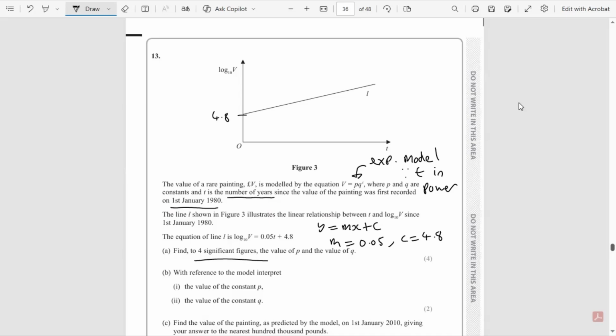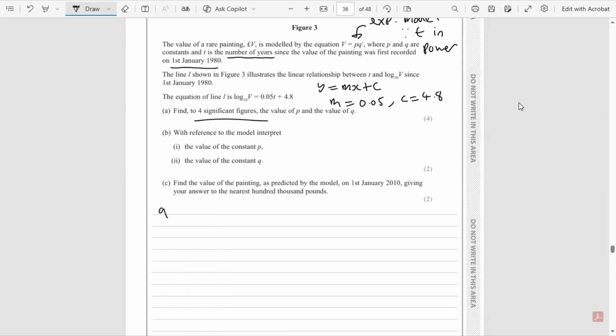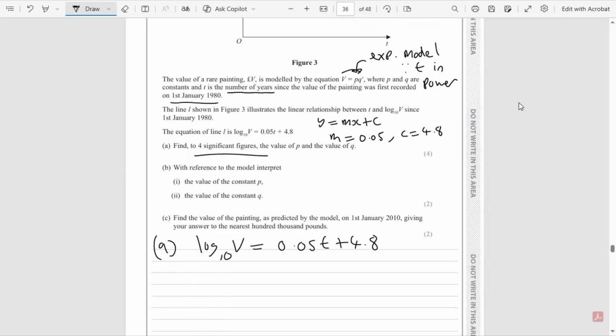Now, what I will do for this part A, I'm just going to write down the equation of the line again. So it's log base 10 v is equal to 0.05t plus 4.8. Now, what I want to do is use that equation of the line and convert it into this exponential equation up there. So we've got to use laws of logs, laws of indices maybe, to try and convert this log base 10 equation into a v equals something. So obviously I want to get rid of this log base 10, so we just have a v isolated on the left side because that's what we're looking for.